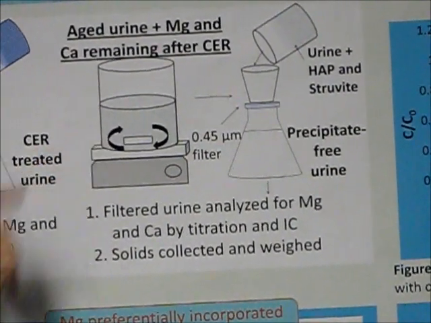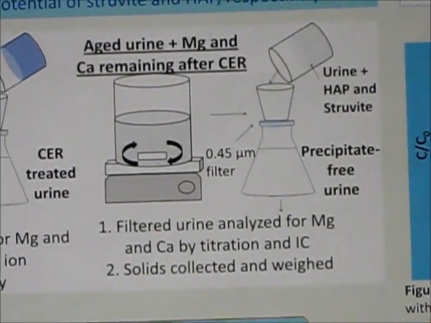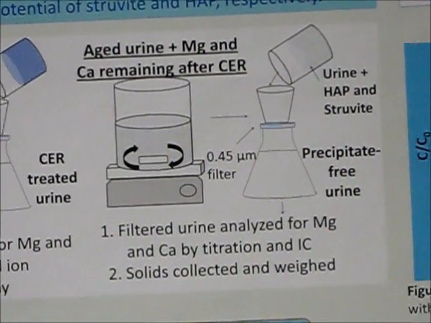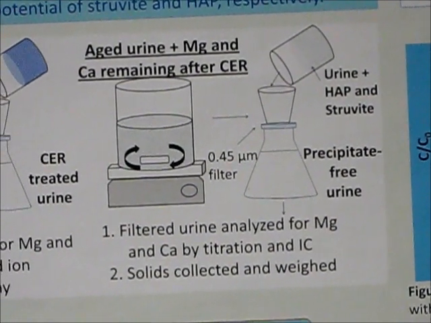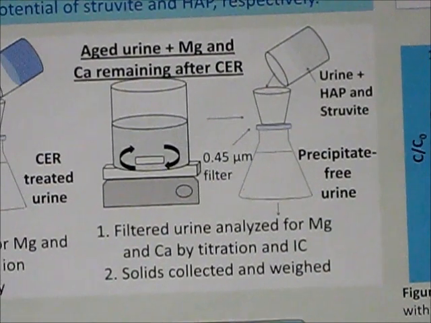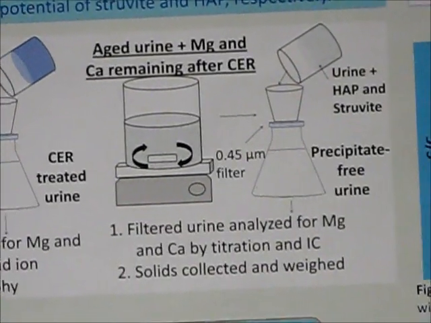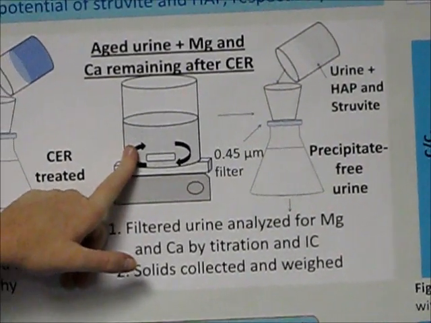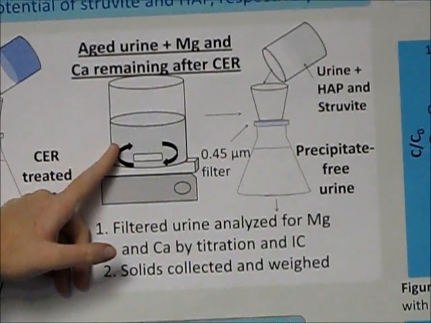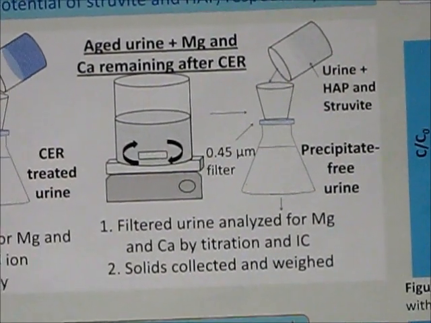So for example, with the highest cation exchange resin dose of 40 milliliters per liter, we saw about 10% remaining calcium in the solution and 50% of the magnesium remaining in solution. So the very last sample was only dosed with about 10% of the calcium and 50% of the magnesium.